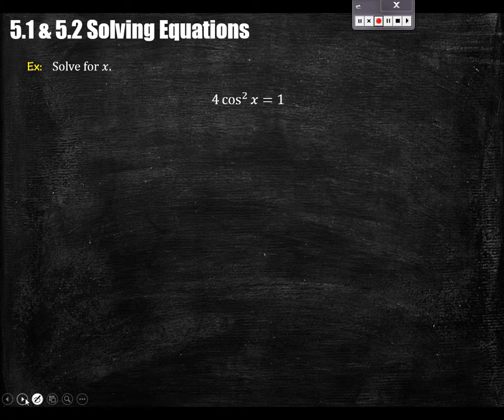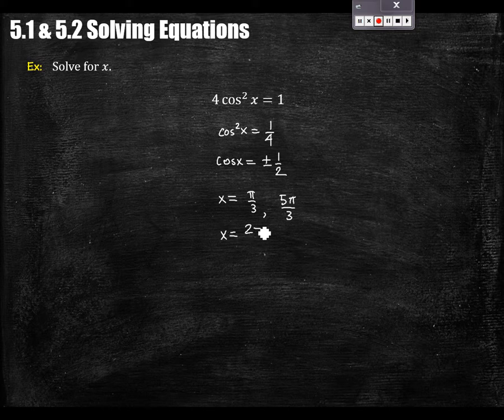Cosine x equals something. What do I do? Algebra. Cosine squared x equals 1/4. So cosine x equals positive half. I've already solved this a couple times today. That's pi over 3 and 5 pi over 3, which both have a cosine of positive a half. Also, if cosine x is negative a half, that means x is either 2 pi over 3 or 4 pi over 3.